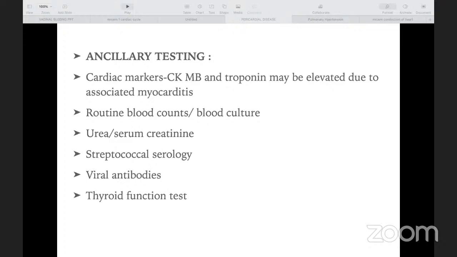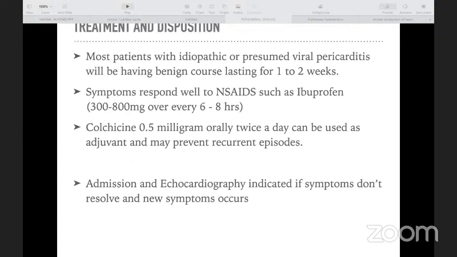Now, treatment and disposition. Most patients with idiopathic or assumed viral pericarditis will have a benign course lasting 1 to 2 weeks. Symptoms respond well to NSAIDs such as ibuprofen, 300 to 800 milligrams every 6 to 8 hours. And colchicine 0.5 milligram orally twice a day can be used as an adjuvant and may prevent recurrent episodes. Admission and echocardiography are indicated if symptoms don't resolve, new symptoms occur, or existing symptoms worsen. So this is how we treat.